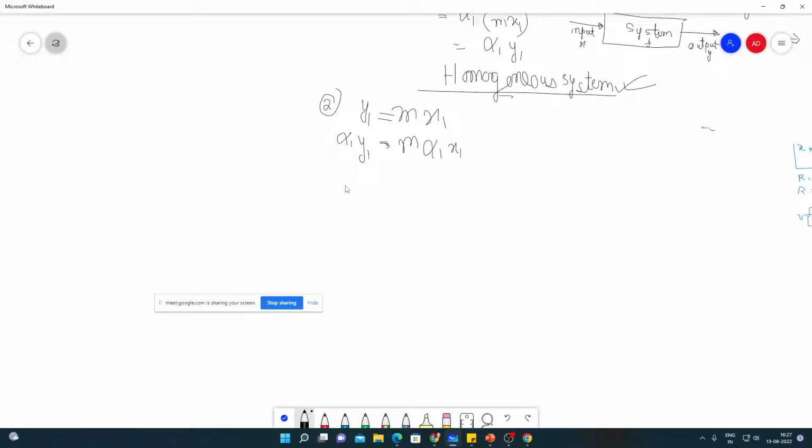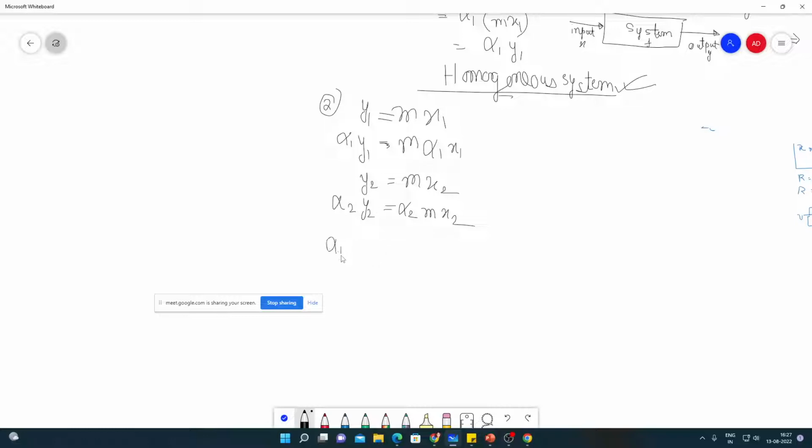Now let's say another output is y2 for an input of x2. If we apply homogeneity, because it's a homogeneous system, alpha 2 y2 is equal to alpha 2 m x2, or m alpha 2 x2. It's a multiplication, so I can write it either way. Now let's add these two quantities.